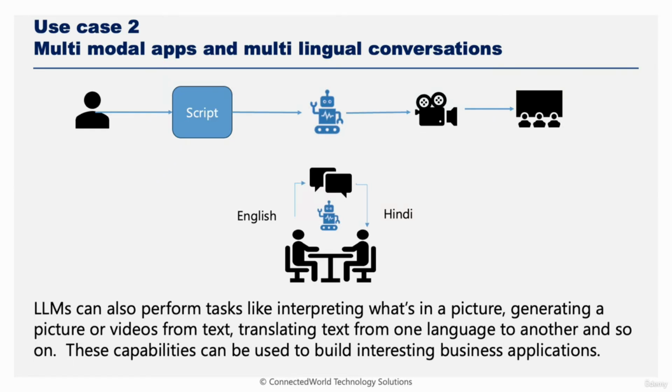Shown in the top is an application which takes a user script and generates a movie from it. And shown below that is an application which handles conversations between two users, one of whom speaks in English and the other speaks in Hindi. The agent sits in the middle to translate the English responses from user 1 to Hindi and the Hindi responses from user 2 to English. So this is another very useful application that can be built using ChatGPT.